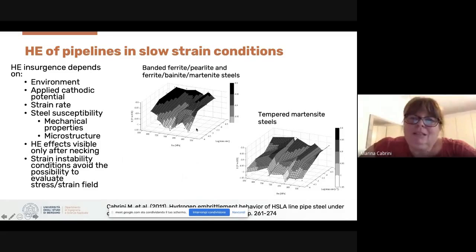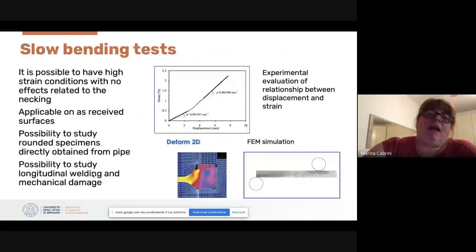But what's the limit of this traditional test used in this mode? It's that the hydrogen effects are visible only after the necking. In this condition, this instability avoids the possibility to evaluate the stress-strain field. For this reason, a slow bending test was developed. Why slow bending? Because using slow bending, it's possible to have strain conditions with high plastic deformation without the necking.